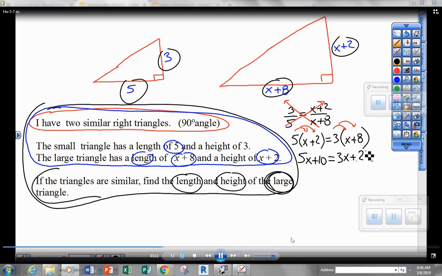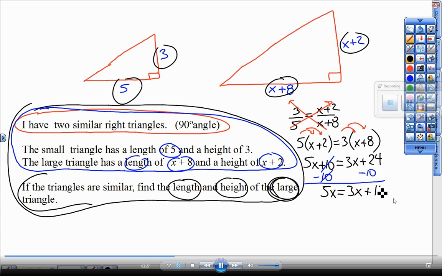plus 24. Now I could start my inverse operations. Start on the left, get rid of that 10, minus 10 to both sides. Bring the 5x down, the equal down, the 3x down. 24 minus 10 gives me 14.